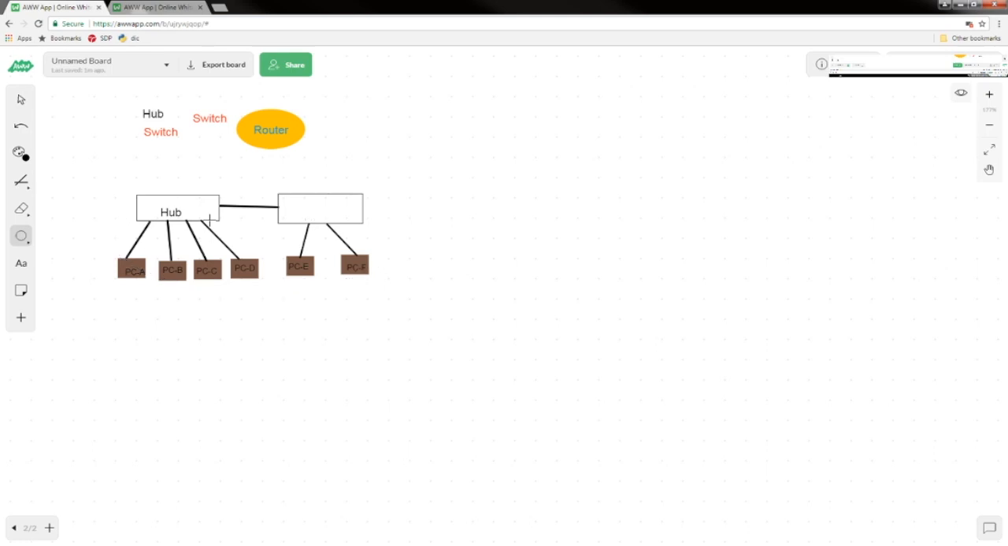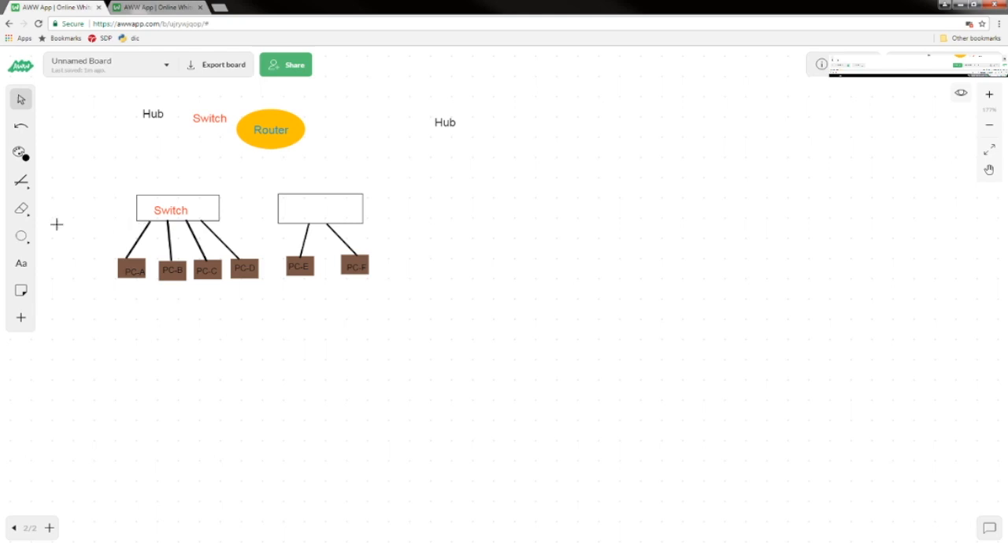Okay, now let's replace the hub with a switch and see what happens. With the switch, any two devices can talk to each other without affecting the communication between any other devices. So PC A can talk to PC B without affecting communication between PC C and D at the same time. There will never be a collision when communication is happening between any two given hosts.